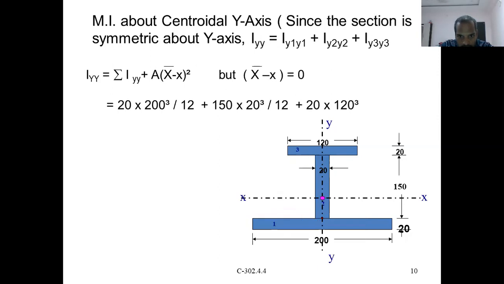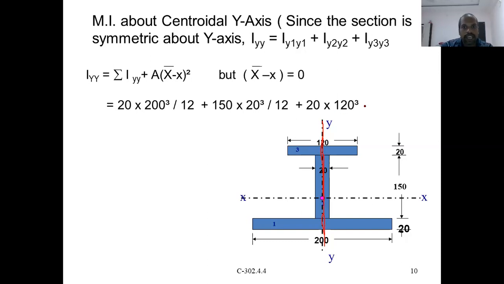So the individual centroid is nothing but this one. This centroid will be this one, and this centroid will be this one. But the centroid of the entire section is also this one. It means the axis passes through all of them. This means they are all one and the same. Okay, they are coinciding with each other, right?